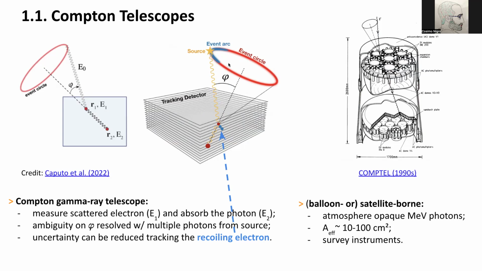The problem is that you have ambiguity on the entering angle. So it becomes complicated to do astronomy, because you cannot pinpoint the origin of the gamma rays unless you have many events. These were the first type of gamma ray telescopes. They are typically balloon or satellite borne, and they are very small survey instruments.